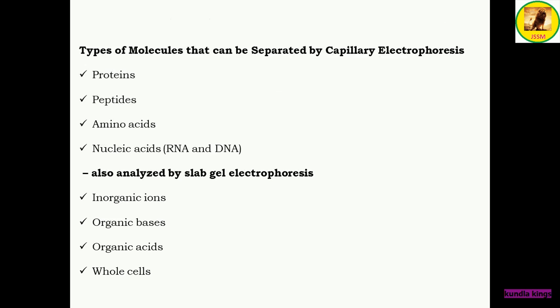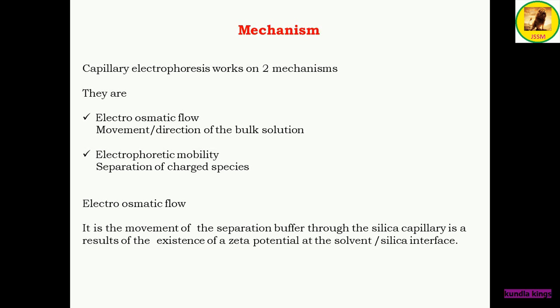Types of molecules that can be separated by capillary electrophoresis: proteins, peptides, amino acids, and nucleic acids. Nucleic acids means RNA and DNA. Also, unlike slab gel electrophoresis, inorganic ions, organic bases, organic acids, and whole cells.